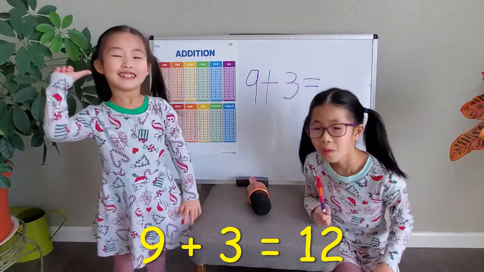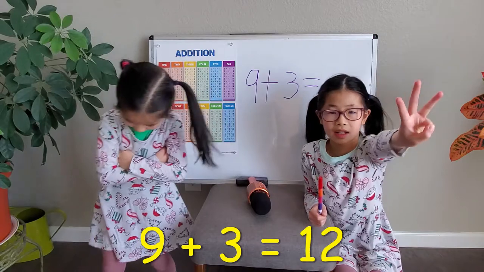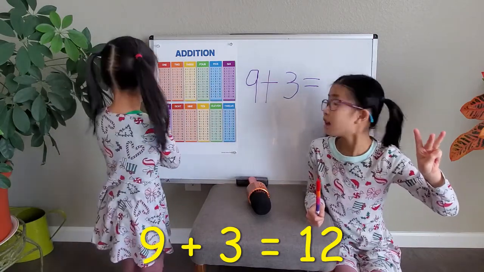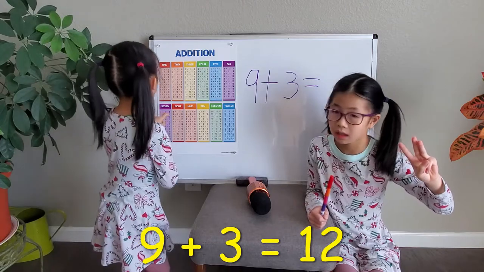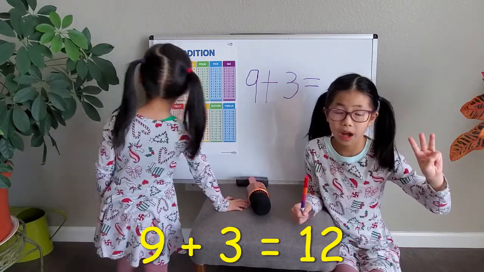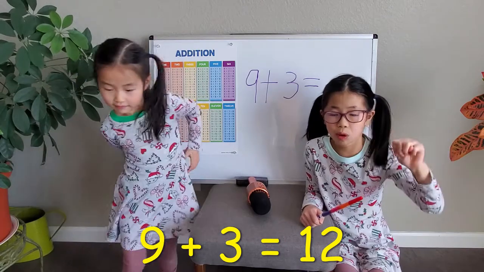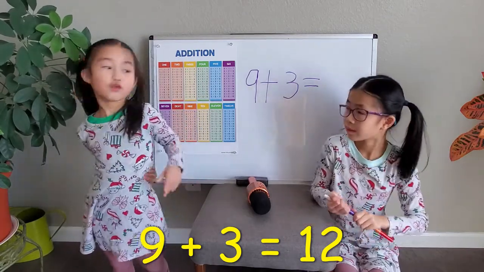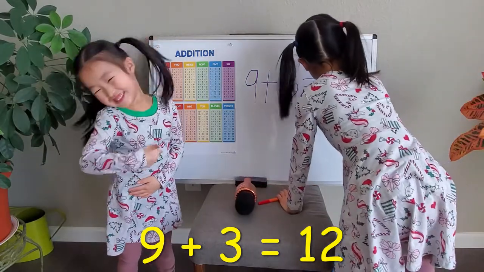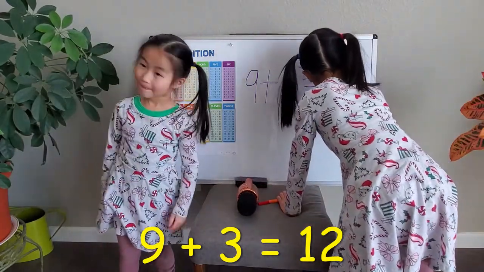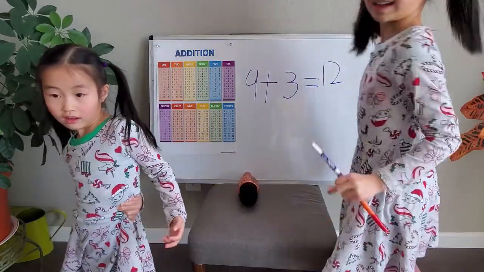Okay, so we're going to show 3 fingers on one hand. And then the other addend, which is 9, is the greatest. So we're going to count on from 9. 10, 11, 12. So the sum is 12. Yes. That's correct.